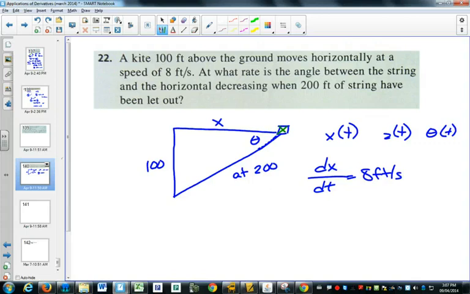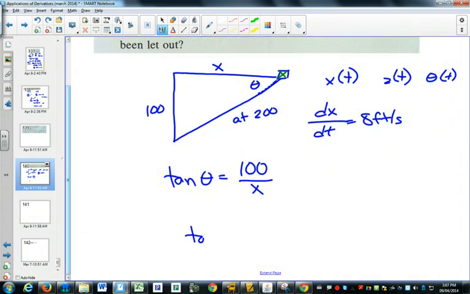So if we use tan theta again, opposite over adjacent, we get 100 over x. This one's not as easy as the last one because we've got the x on the bottom now, so this is really the same as tan of theta equals 100 x to the minus 1.